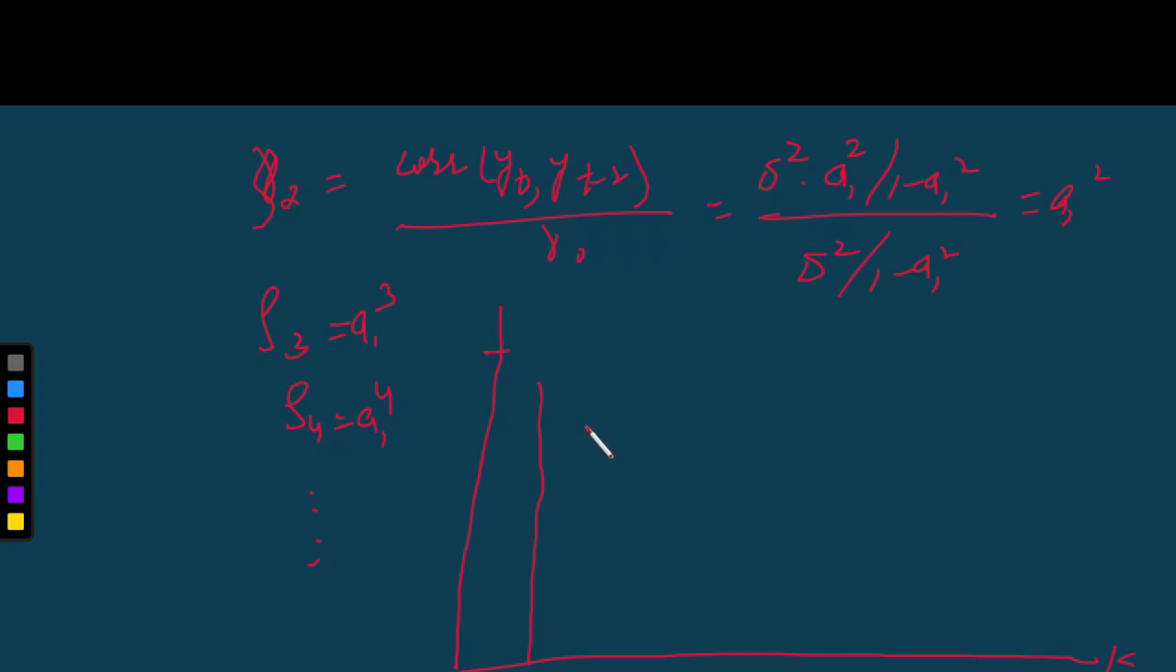So if A1 is less than 1, it will decline geometrically. If A1 is small, it will immediately go to 0 within a few lags. So this is the first lag, second lag, third lag, fourth lag, fifth lag, sixth, seventh, eighth, ninth, tenth.